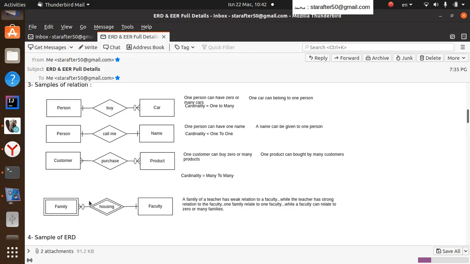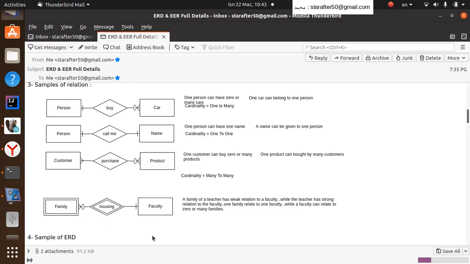And likewise here. Remember when we talked about the weak relations? One family can have a weak relation to only one faculty. But since the faculty has many teachers, and each teacher may or may not have a family, then in this case the faculty could have zero or many families. The faculty could have a weak relation with zero or many families.